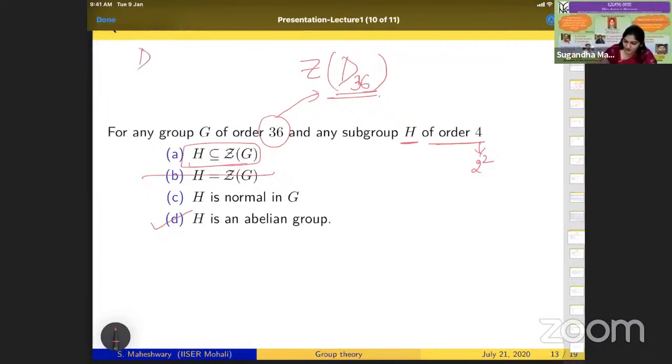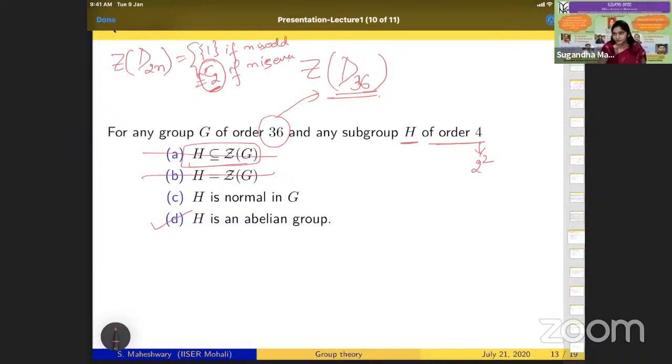In fact, let me tell you, D2N has a trivial center if N is odd, and this is isomorphic to C2 if N is even, right? So this is generated by rotation of 180 degrees, which is missing in case N is odd. In a pentagon, you cannot have 180 degree rotation. And if N is even, then it is isomorphic to C2. So there are only 2 elements in the center. So this subgroup H will not enter into the center. So this is not always true, right? One counter example makes the statement false.